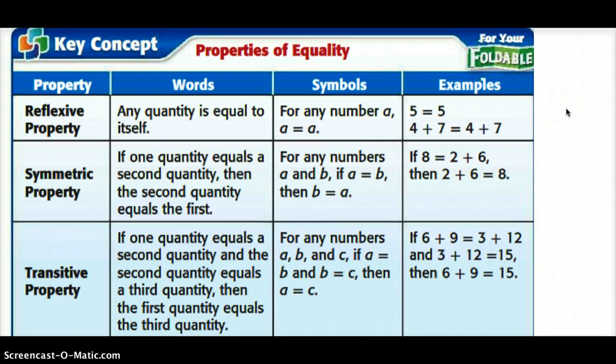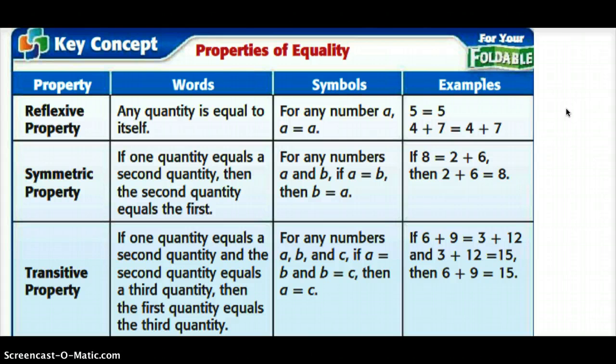So again, first, the properties of equality. Again, this is from our book as well, but we have the reflexive property, the symmetric property, and the transitive property. And here's in a nutshell what they allow you to do. So the reflexive property first says that if you have a quantity, it's going to be equal to itself. So if you have 7, that's going to be equal to 7. If you have the letter A, that's going to be equal to the letter A. That kind of thing.